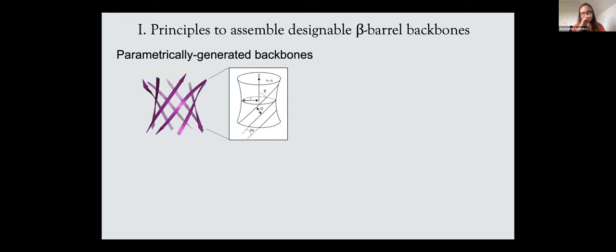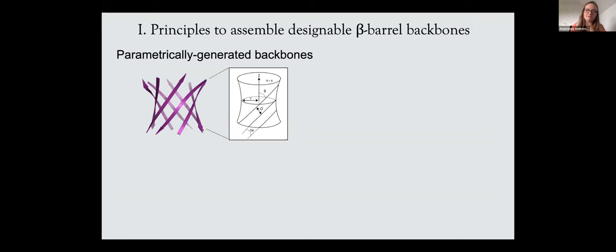Okay, so how to assemble beta barrel backbones? Historically, beta barrels have been described using parametric equations. One can fit parametric lines along the beta strands, and this is what we did. We started by generating beta barrel backbones using one such parametric equation, which results in an arrangement of very regular beta strands. We then connected those beta strands with loops.